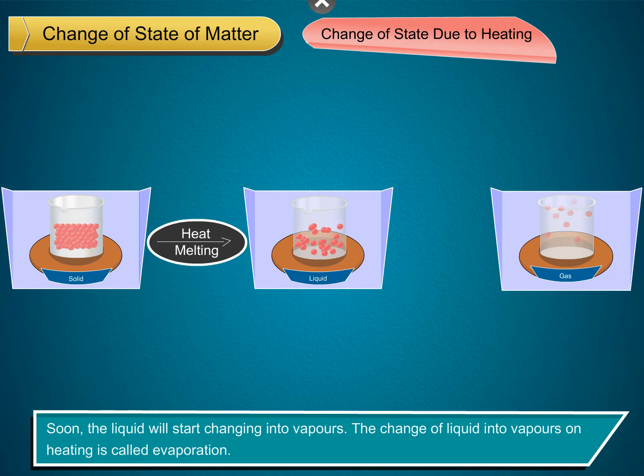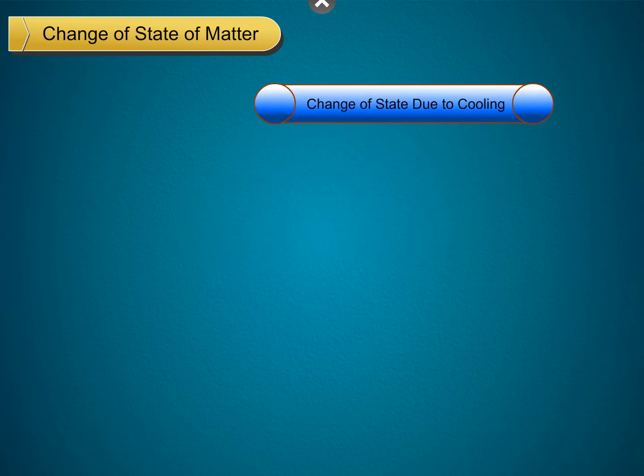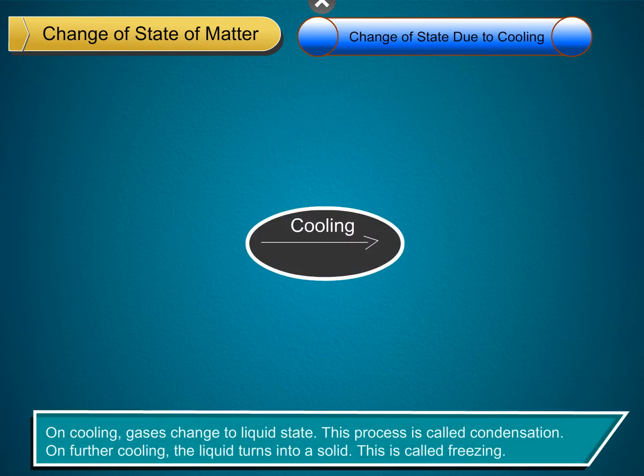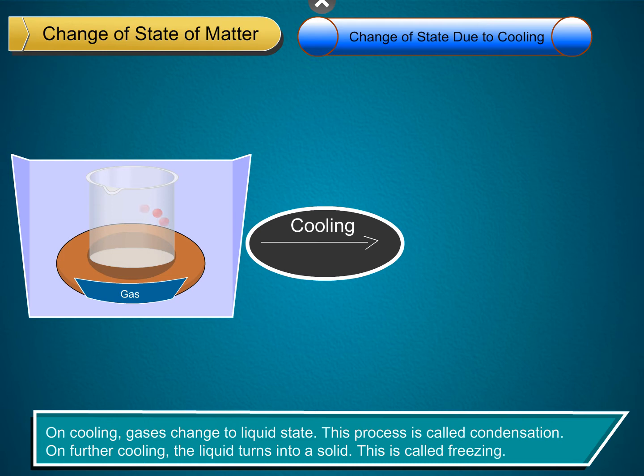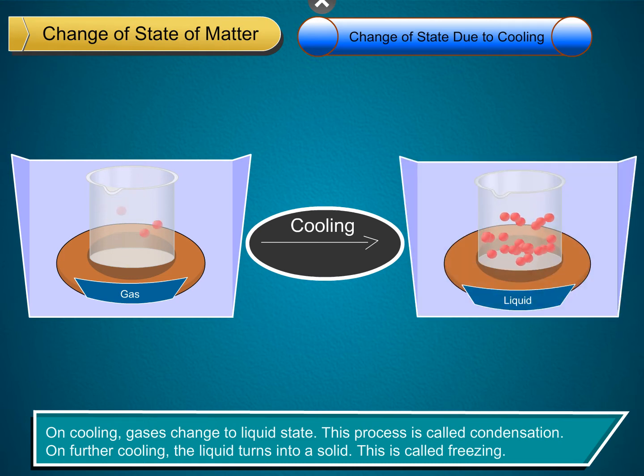The change of liquid into vapours on heating is called evaporation. Change of state due to cooling. On cooling, gases change to liquid state. This process is called condensation.